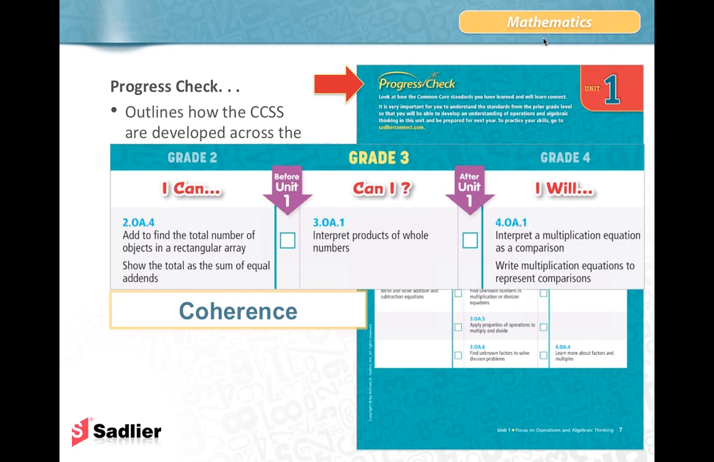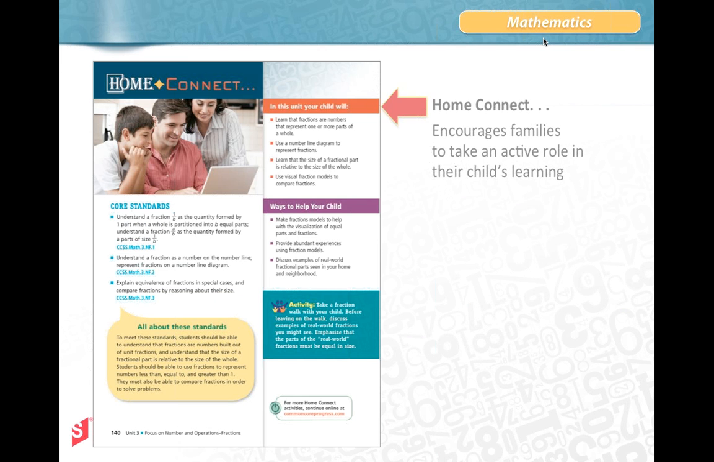This is a grade 3 unit, and so in grade 3 they will be interpreting products of whole numbers. Do students really know that beforehand, before the unit? Maybe not. It's a nice self-reflection piece, and then they come back and visit it afterwards. But they also can assess, do I know the skills that I need from grade 2 in order to be successful with the skills I need to learn in grade 3? And then students need to know, where are they going with this skill in the following grade level? Again, connecting skills across the grade levels shows a coherent program.